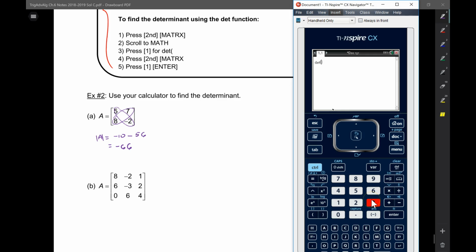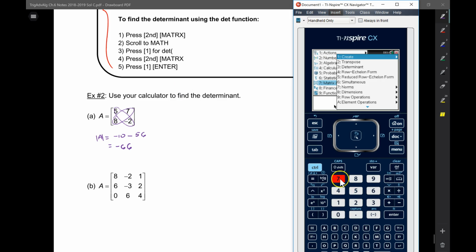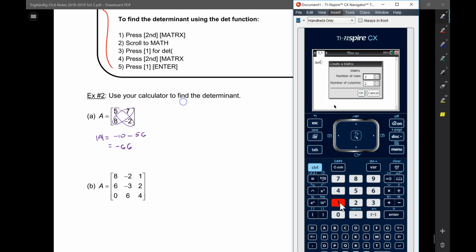And so now it says, what do you find the determinant of? Inside here, go to menu again. Go to menu again. Number 7. Let's create, number 1. Number 1 again, because we want to create a matrix. And it asks you for the dimensions, in which case it's a 2x2. So press enter. Isn't that cool? And now we're going to put in our values.